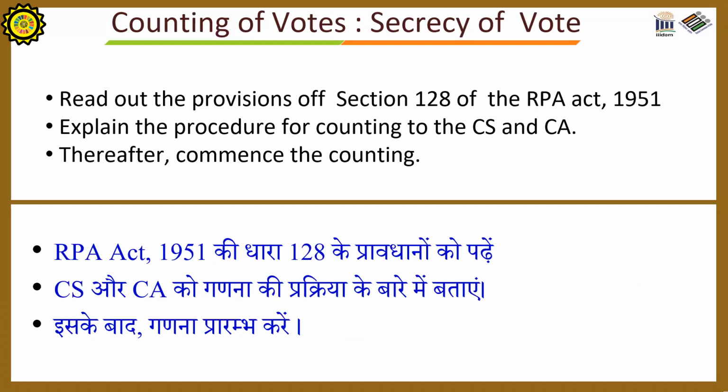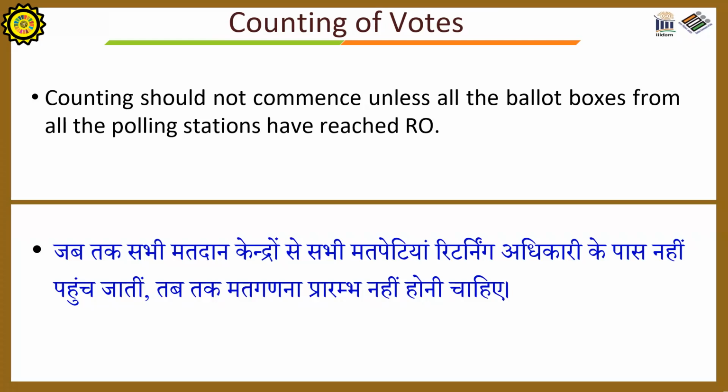Secrecy of vote. The returning officer is to read out the provision of section 128 of RP Act 1951 regarding secrecy of vote, and explain the procedure of counting to counting supervisors and counting assistants. Thereafter, counting will commence. Counting shall not be commenced unless all the ballot boxes from all the polling stations have reached the returning officer.